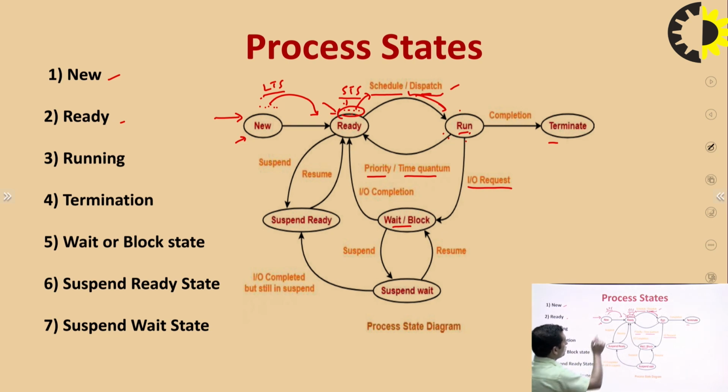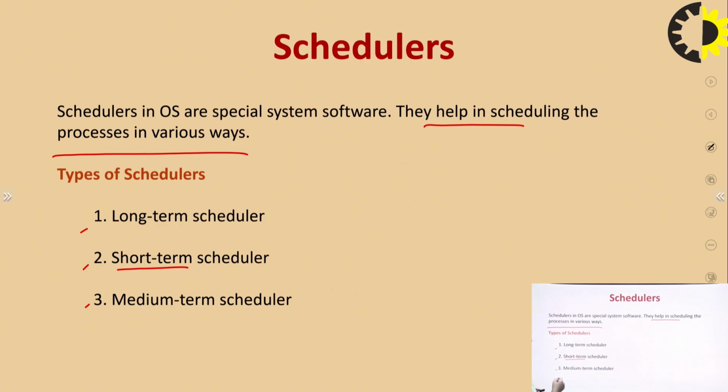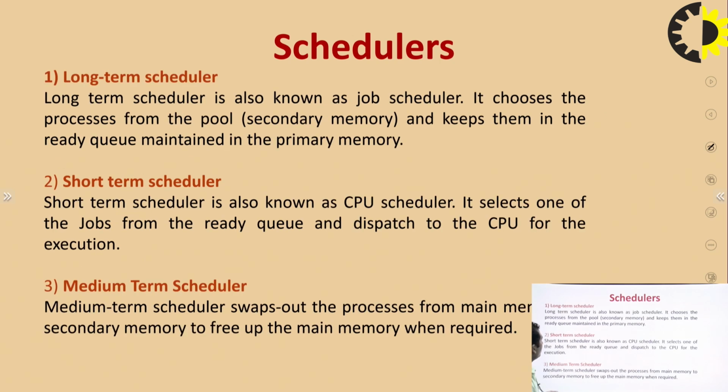So, choosing the process. Now, where to choose another process? If there is no space in the RAM, then to keep space we want to swap in and swap out the process. So how to choose the process for swap out? This is the task of the medium term scheduler. So there are 3 types of scheduler: long term, short term and medium term.